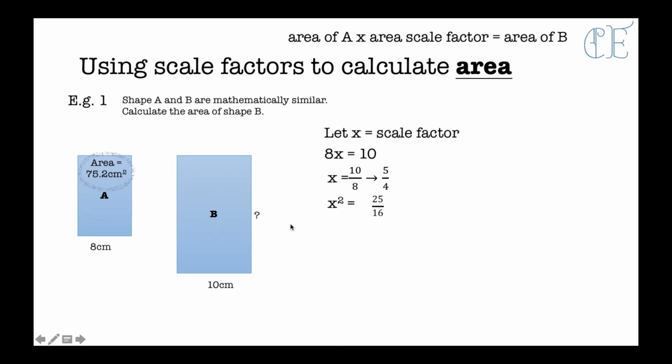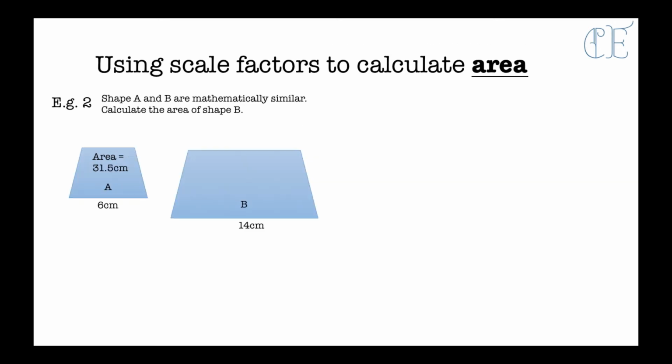And now I know the area of this shape, which means to get to the area of that shape, I must times by 25 over 16. So 75.2 times 25 over 16, which again would come up on a calculator paper, gives you 117.5 centimetres squared. Okay, so let's have a look at this example. We have two shapes, calculate the area of shape B.